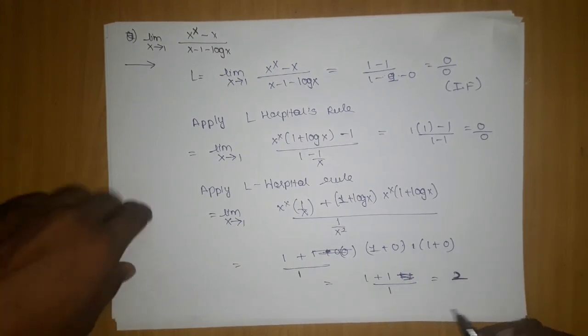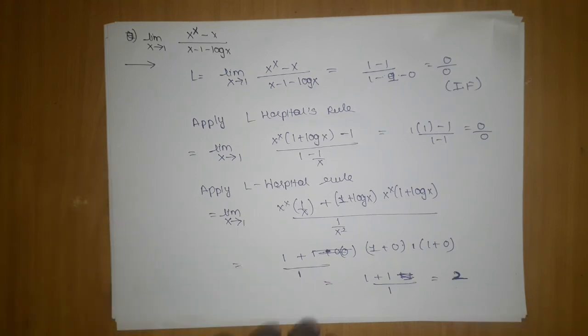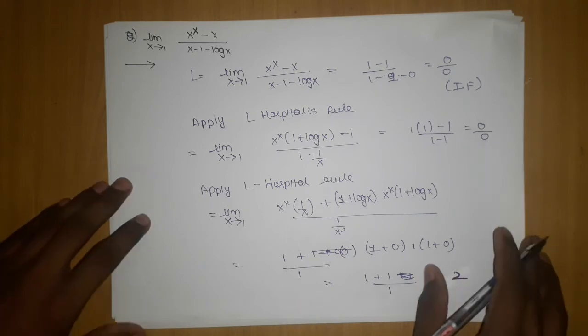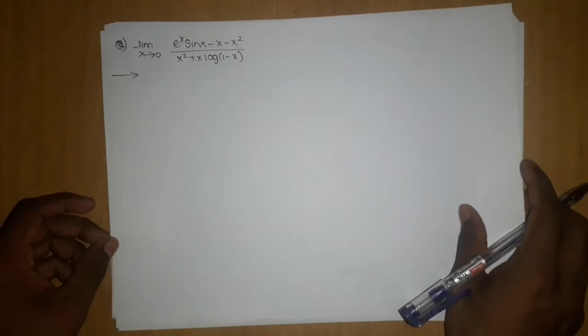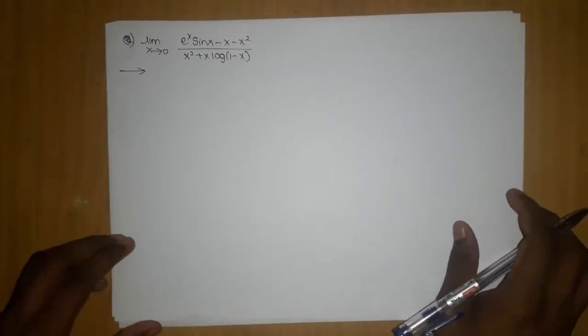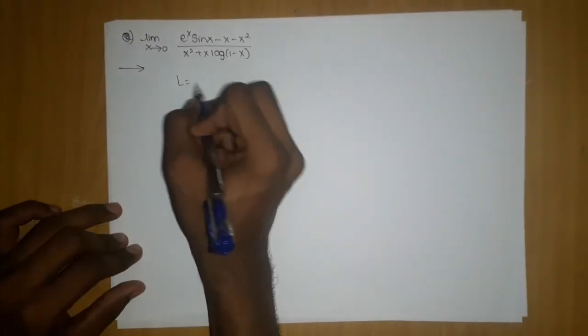Hope you have understood each and every step. It was just applying L'Hospital, observing whether the denominator can be simplified or not, and observing whether after breaking the denominator I will get an indeterminate form again or not. So keep these things in mind and be aware before solving any problems. This is the last problem which we are going to do.